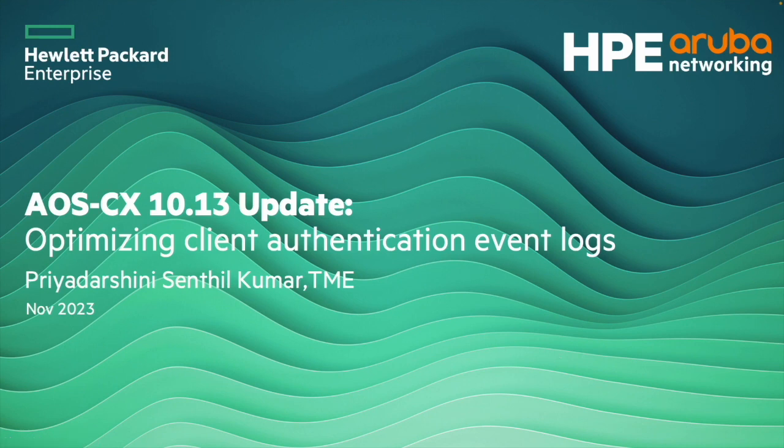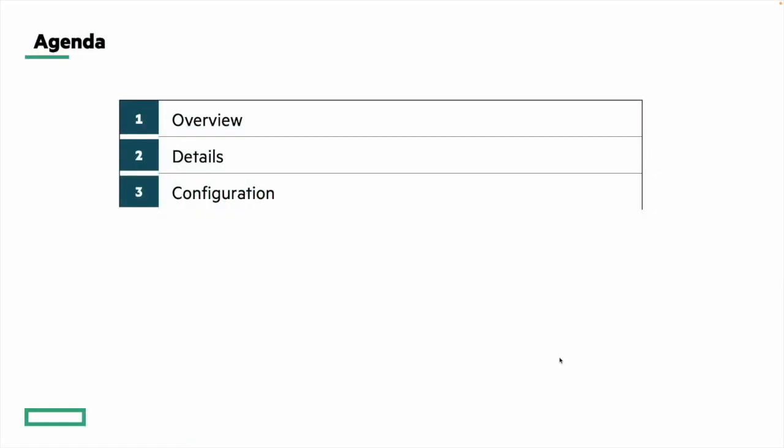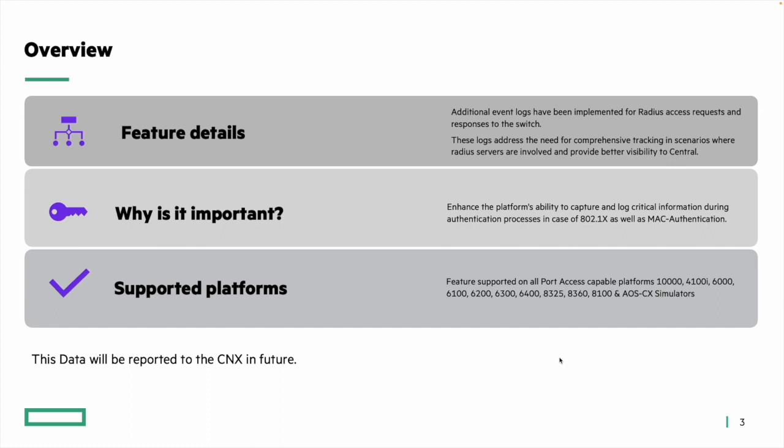In today's session, we'll talk about optimizing client authentication event logs as a part of the AOS-CX 10.13 update. This is a very small feature enhancement, and we'll talk about the overview details and how it is configured. So, let's move on to the overview. Let's first look at the feature details.